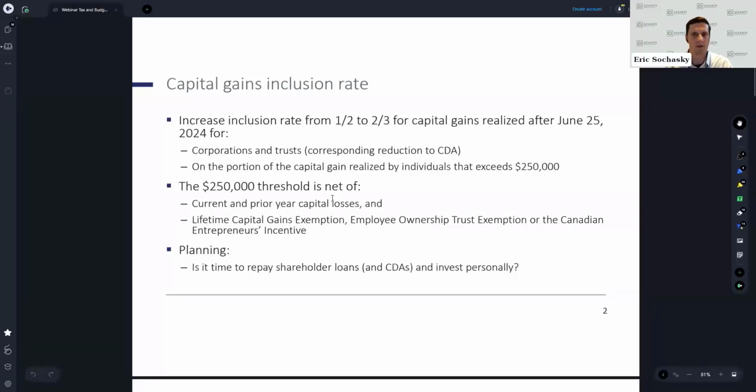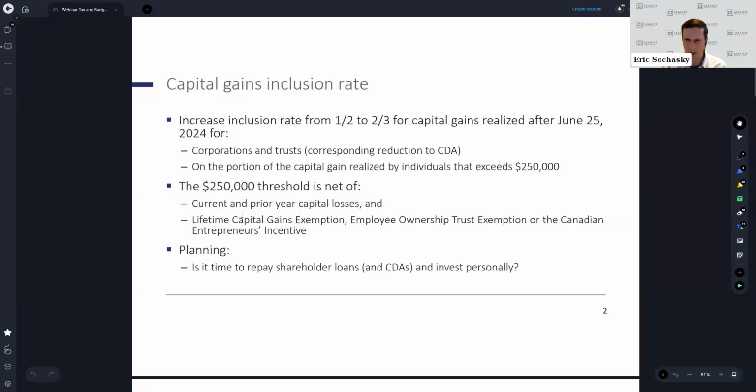So in terms of any planning opportunities, again, this is a case by case basis. It's not going to be a blanket statement saying, hey, everybody, go trigger gains while there's a 50% inclusion rate. That's not going to apply for everybody. But let's take a look at corporations first. Now, remember, corporations are going to be subject to a 66% inclusion rate on every dollar of capital gain that's earned. They do not have access to a $250,000 threshold.